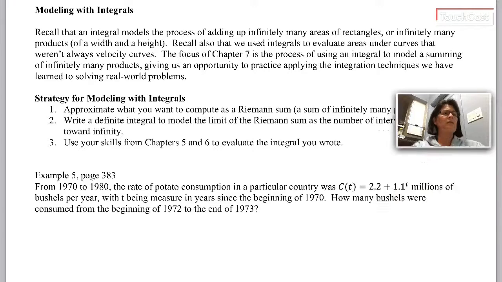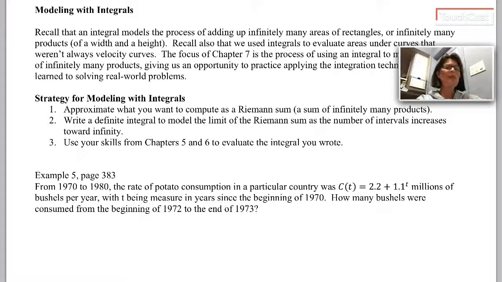I'm going to move me out of the way. What if I knew that the rate of potato consumption was given by C of t, measured in millions of bushels of potatoes per year, and t is measured in years since the beginning of 1970. Can I figure out how many bushels of potatoes got consumed in that country between the beginning of 1972 and the end of 1973? So what do I have to think about?